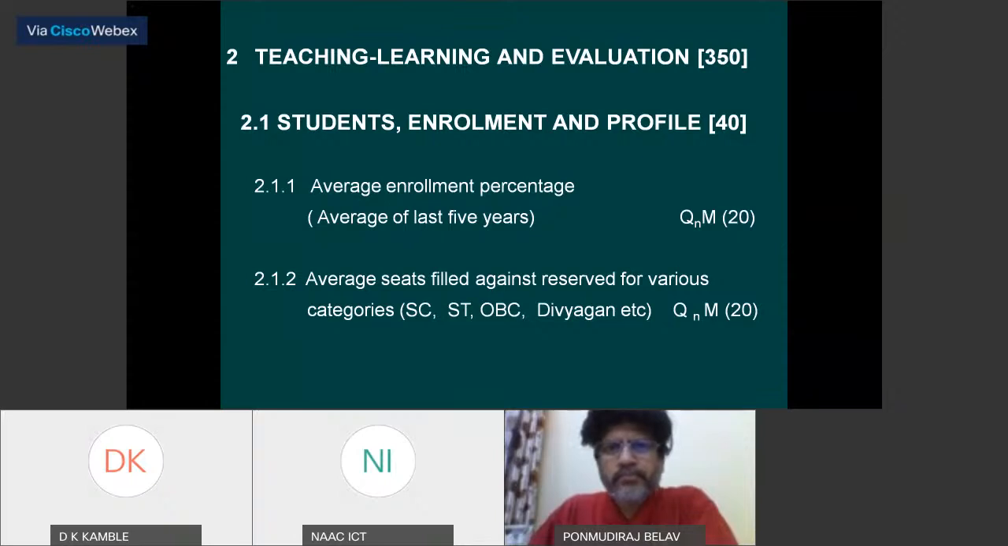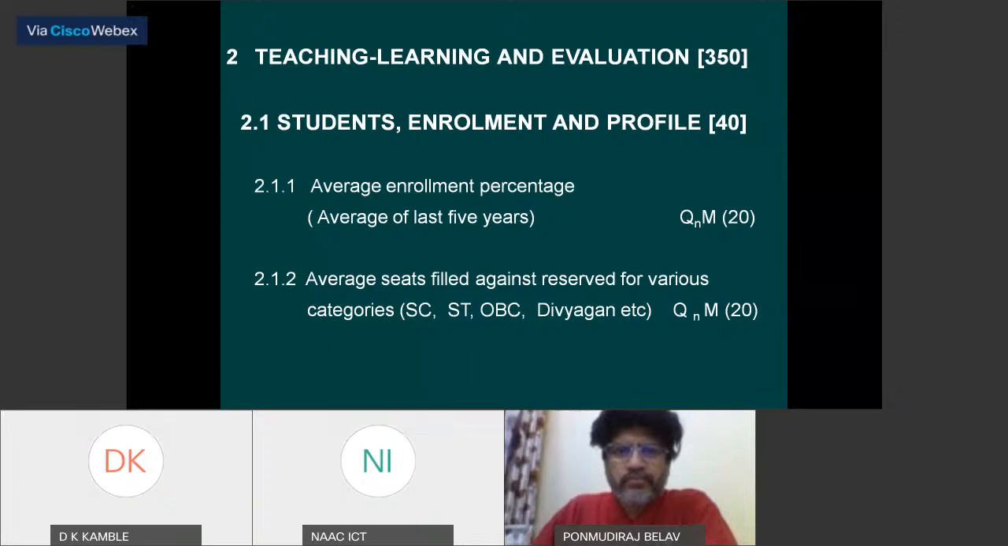Then, coming to Criteria 2, that is teaching, learning and evaluation, which carries the maximum weightage, 350 weightages. For example, student enrollment and profile has 30 weightages. In that, metric 2.1.1, average enrollment of students, average admitted student record is required for this metric. How many students were admitted during the last 5 years? That list should be certified by the head of the institution. For that, 20 weightages are there.